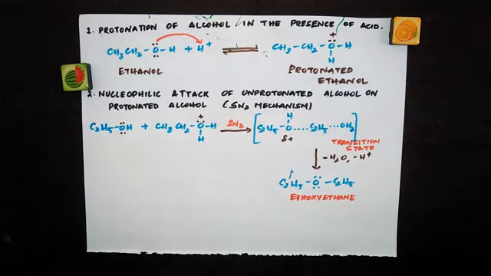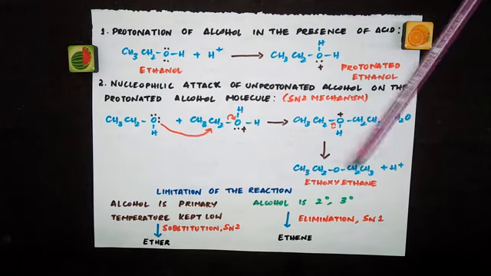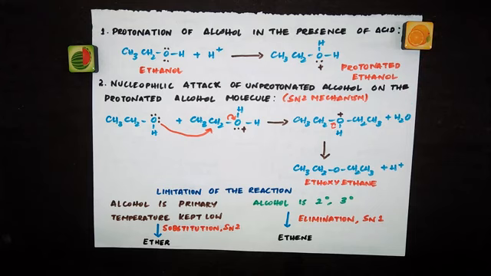In your textbook, they would have actually given this as 2 steps. I'll show you that. So recall, what is the first step? Protonation of alcohol in the presence of acid. The same mechanism just now we have seen. I've just written it as it is given in your textbook so that you will not get confused when you read your textbook. See, ethanol is getting protonated, so we are calling this as protonated ethanol. See, H is getting attached here, so oxygen gets a positive charge. So this is an electrophile.